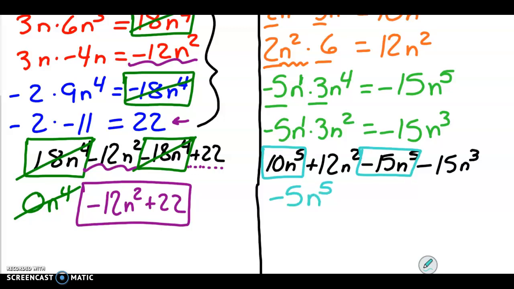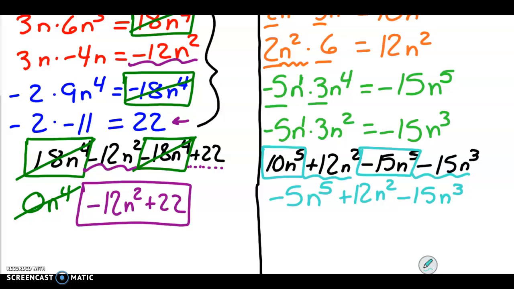That n to the fifth is the type of term. That doesn't change. Okay? And then my positive 12n squared does not have a like term to combine with, and my negative 15n to the third does not have a like term to combine with. So those are my 3 remaining terms. I don't have anything to combine any of them with, so I'm done simplifying.